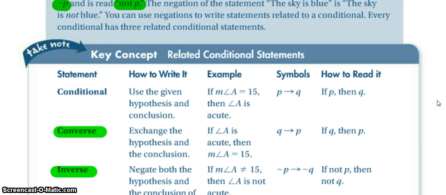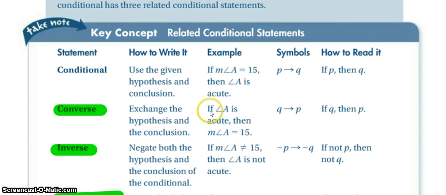Now for right now, don't try to be very analytical about what's true and what's false. You just want to understand how we would write these. So if my conditional statement is that the measure of angle A is 15, then angle A must be acute. Now this conditional statement is true. A 15-degree angle is acute. The converse just flips the location of the hypothesis and the conclusion. So my if is then followed by the conclusion statement, angle A is acute, then is followed by the original hypothesis statement, measure of angle A is 15. So this can be written Q then P, or if Q then P is how we'd read it.